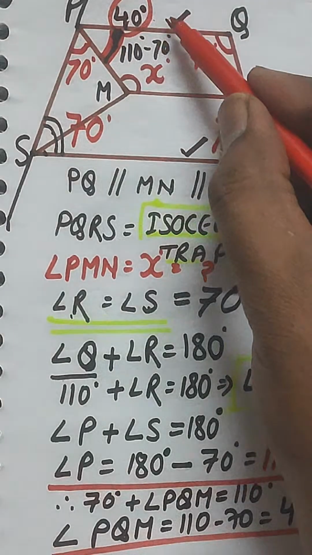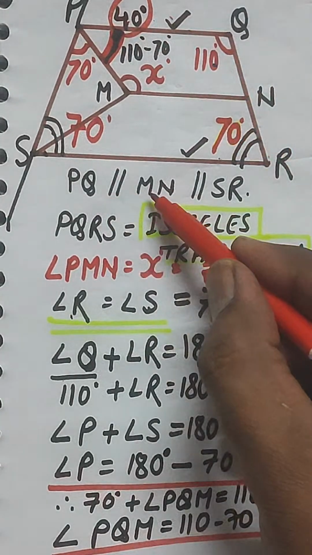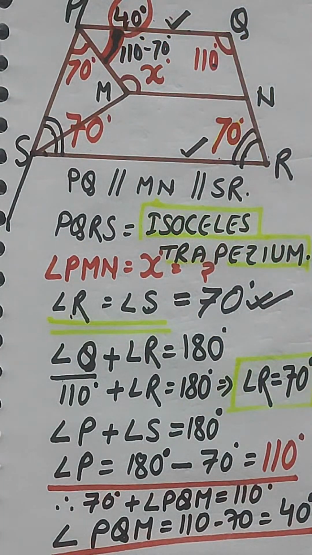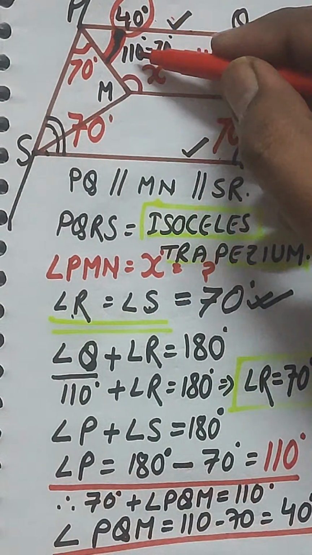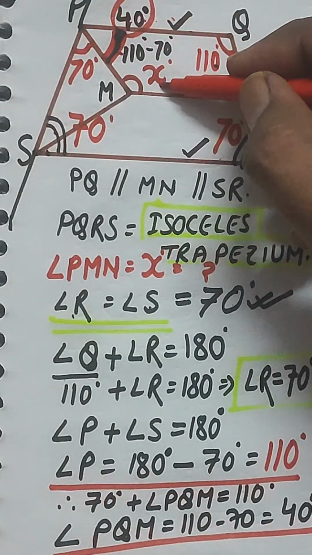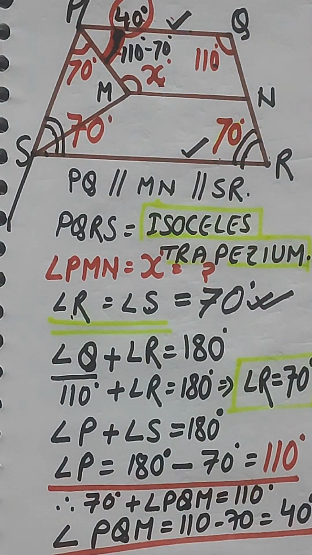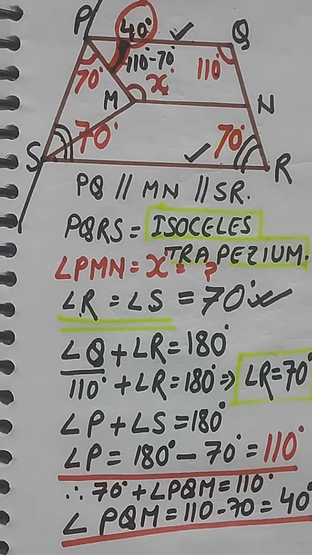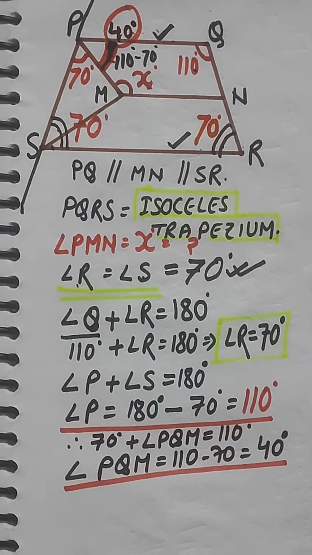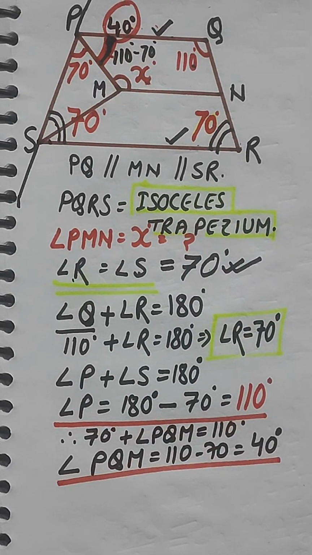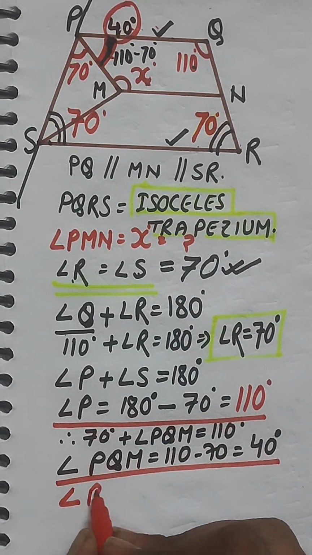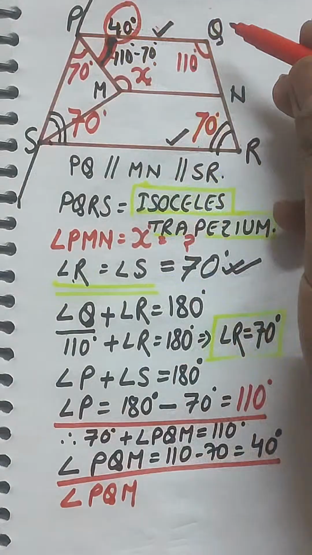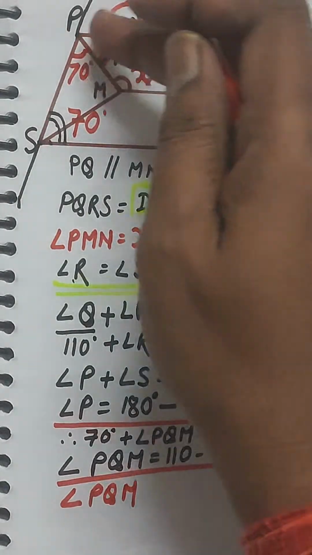Now, since PQ and MN are also parallel, you can see these are parallel, and then PM will be acting as a transversal. Then in this case, can't we say that this angle 40 degree plus X will be equal to 180 degree, right? This 40 degree plus X will be equal to 180 degree. So here, let me write this angle PQM basically is QPM.